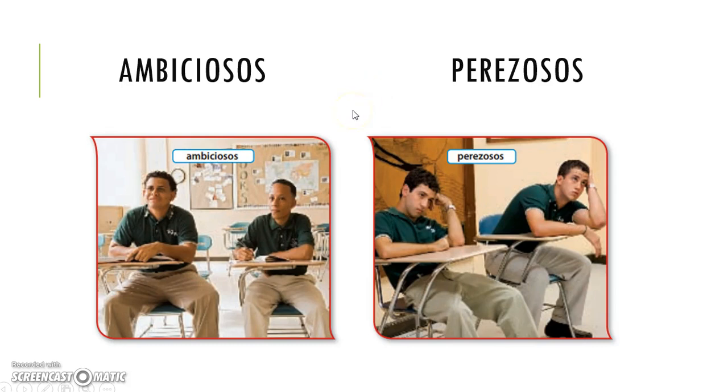Okay, here are some more adjetivos personales for you guys. The first is ambiciosos, and this is a cognate word. It looks pretty similar to our English word ambitious. Okay. And then we've already learned this one, but I wanted to recap it because it is an opposite of ambicioso, perezoso. Okay, so these students are perezosos, lazy.